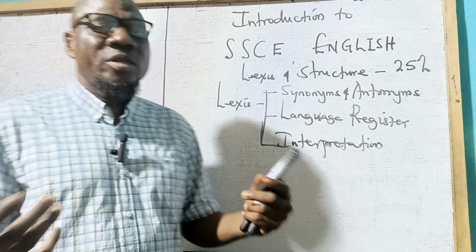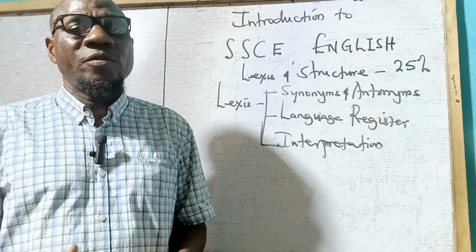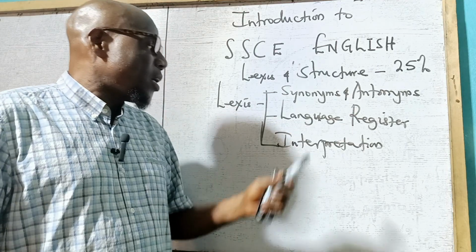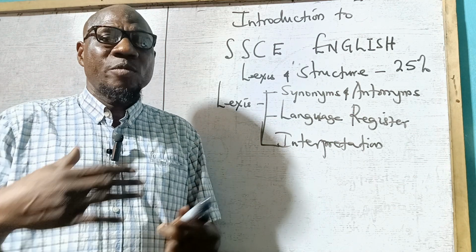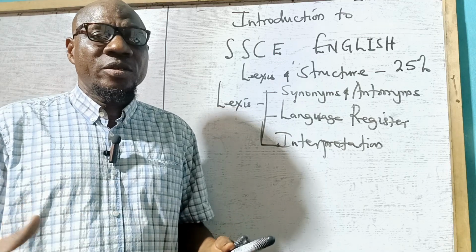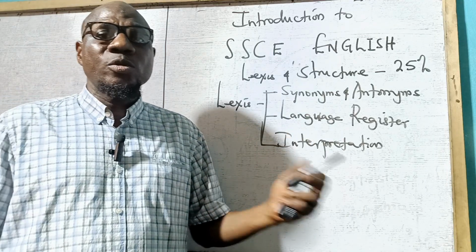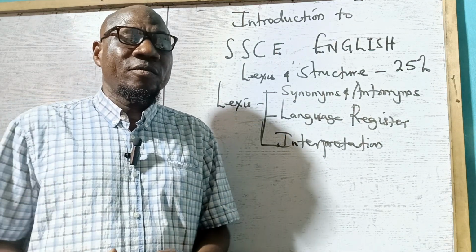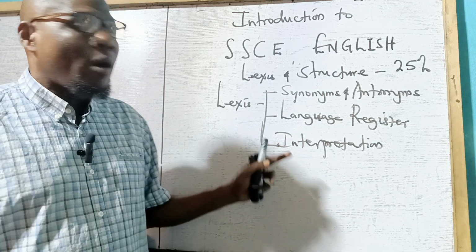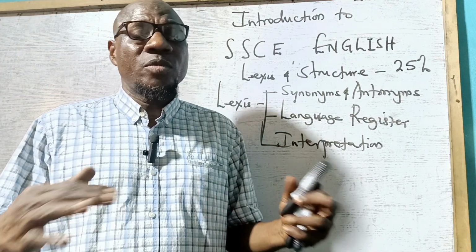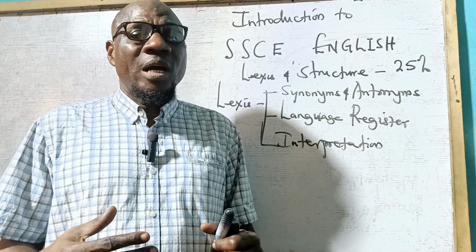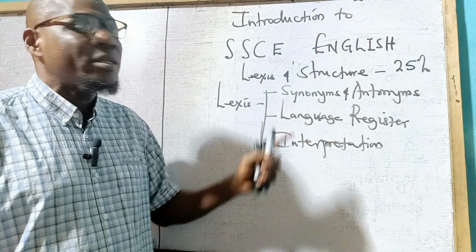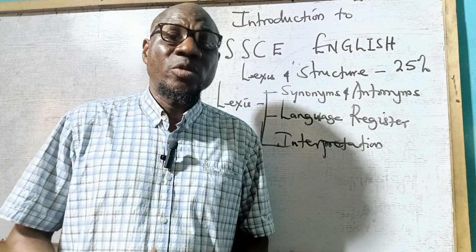So on synonyms and antonyms, you are going to give another word or phrase that can replace a word as used in the passage. On language register, you're going to be given like 20 questions that combine two different fields, and you are going to understand some jargon of that field and work on them. On interpretation, you're going to be given some statements and you'll be asked to give an equivalent meaning of those statements. So these are the topics you are going to experience when it comes to Lexis.